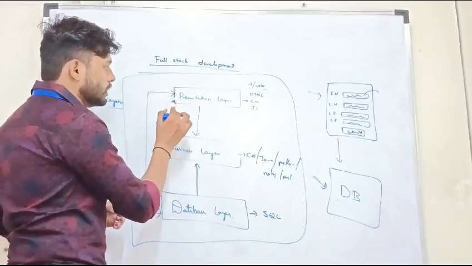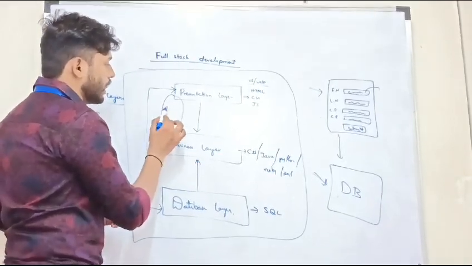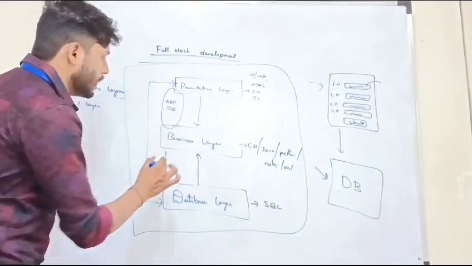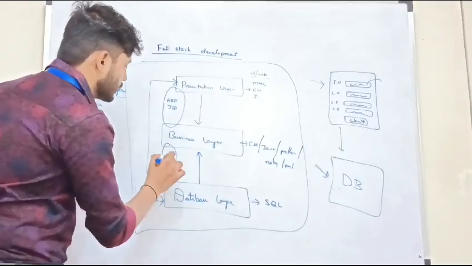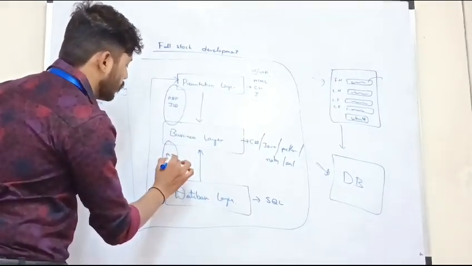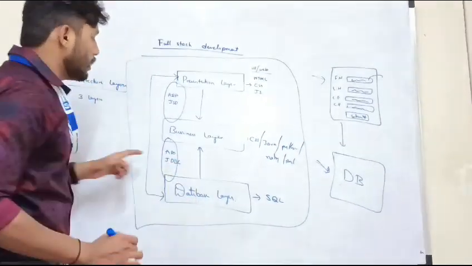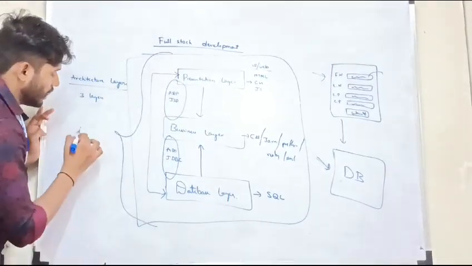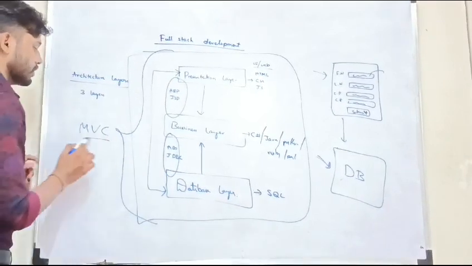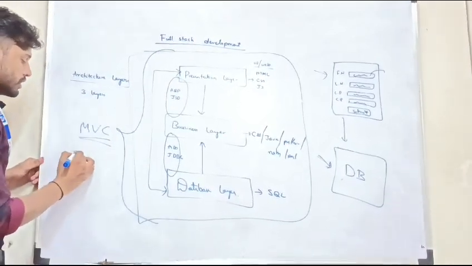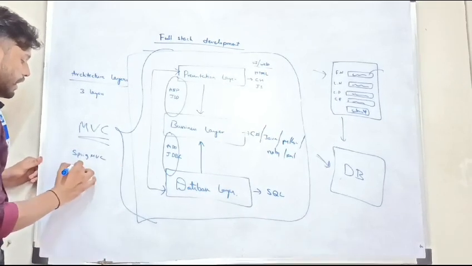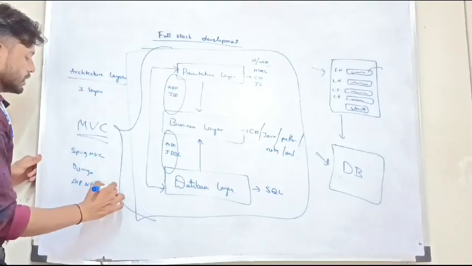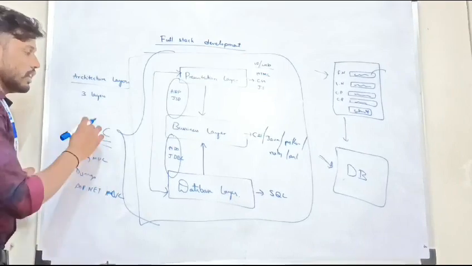For example, to connect the presentation layer and business layer, we have some server technologies like ASP and JSP. And to integrate the business layer and databases, we have technologies called ADO or JDBC. So this type of technology we have. When you are studying, to get the knowledge of the three layers, we can go with some MVC frameworks. The popular MVC frameworks are Spring MVC, Django, and ASP.NET MVC. These are the most popular MVC frameworks.